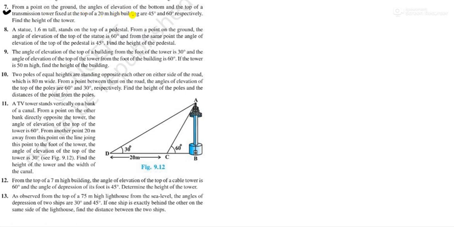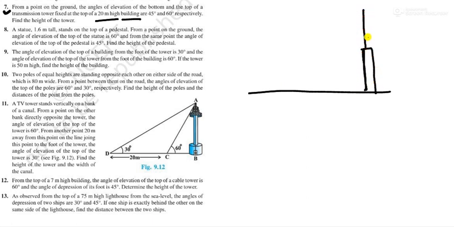From a point on the ground, the angles of elevation of the bottom and top of a transmission tower fixed at the top of a 20 meter high building. So there is a building. This is the ground. On the ground there is a building like this, and on this building there is a transmission tower. This is the transmission tower. Imagine. Now read the question again.